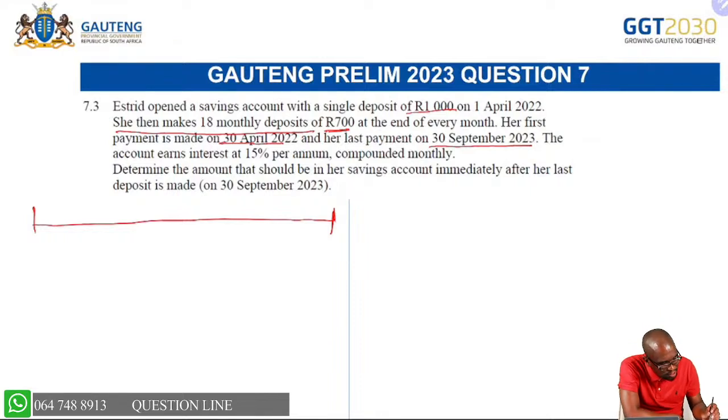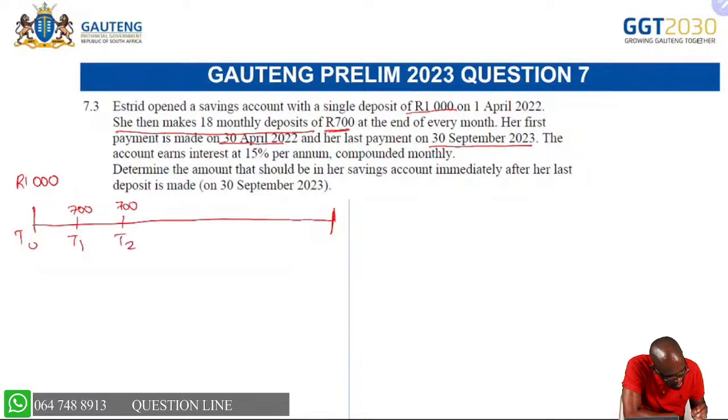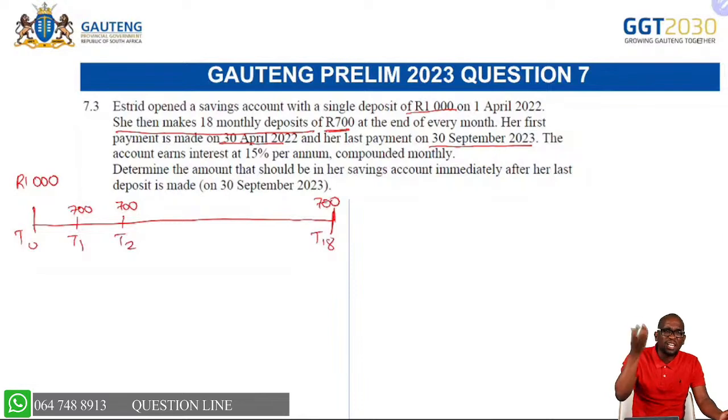So now you can see that a single deposit is made on the 1st of April. So we can say that we are making a deposit of 1,000 at T0, and then from there she makes 18 monthly deposits of 700 at the end of every month. So you can see at T1, 700, T2, 700, until T18, 700. Remember, these formulas work to the last payment.